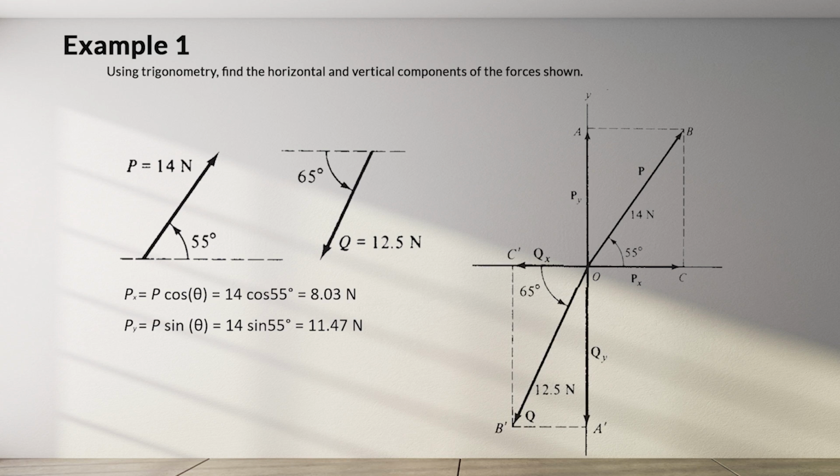To show the x and y component of the force Q, Qx will be negative Q cosine theta equals negative 12.5 times cosine of 65 degrees equals negative 5.28 newtons. Qy will be negative Q sine theta equals negative 12.5 times sine of 65 degrees equals negative 11.33 newtons.